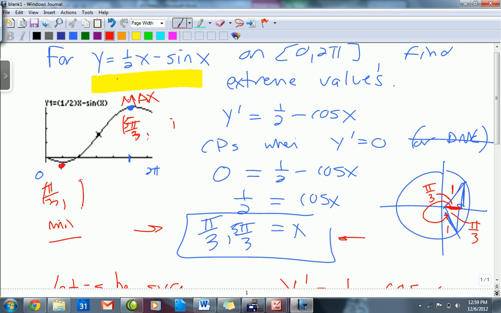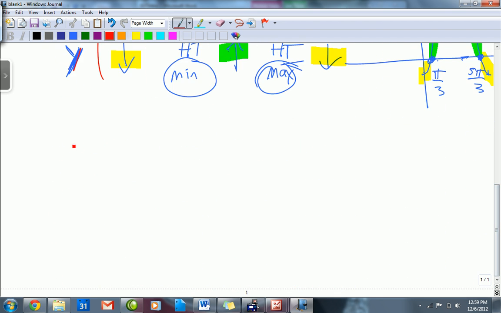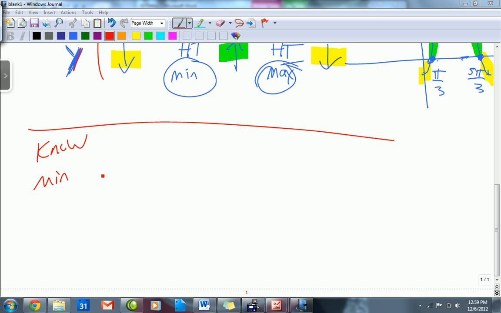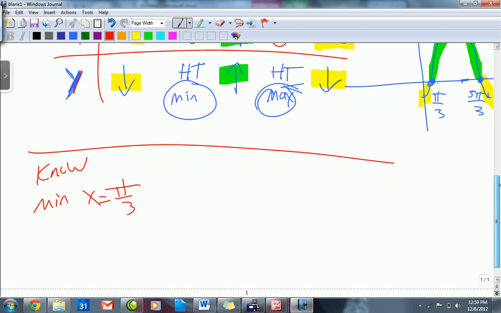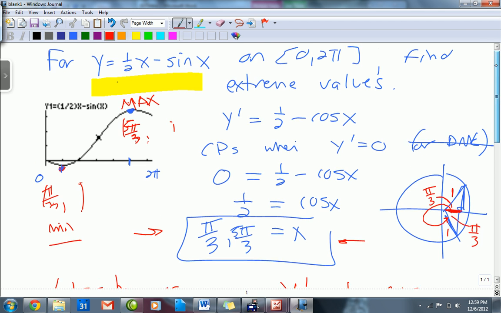So how do we get the min and max values? Remember, those are y values, right? Well, the way we get those is just by plugging them into the function. So I'm going to plug pi over 3 and 5 pi over 3 into the original function. Here's what we know so far: we have a minimum at x equals pi over 3. So how do we get the y value? Well, I'm just going to take the function I'm analyzing and plug in pi over 3.